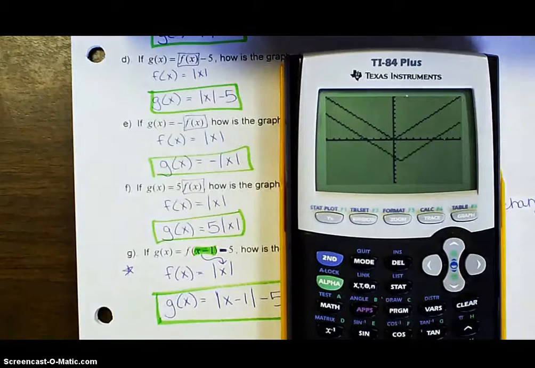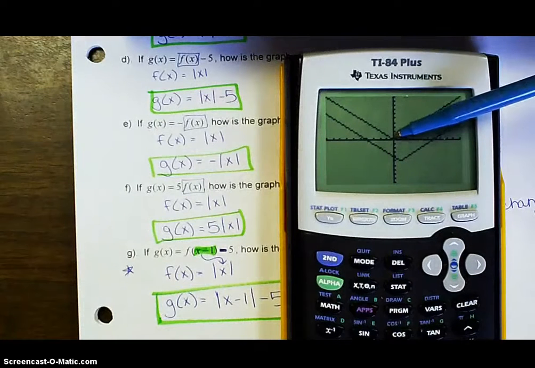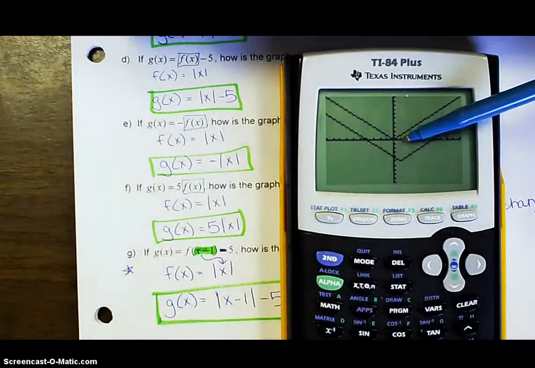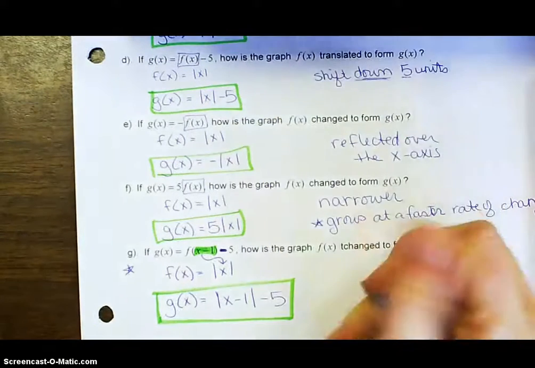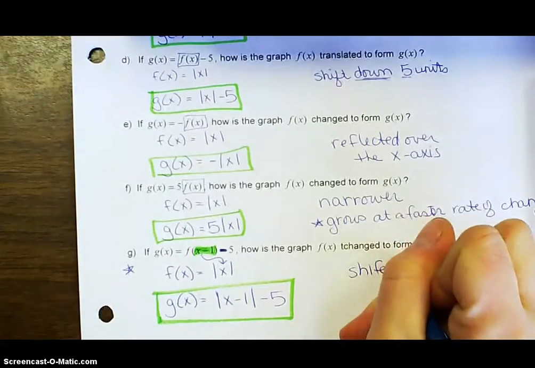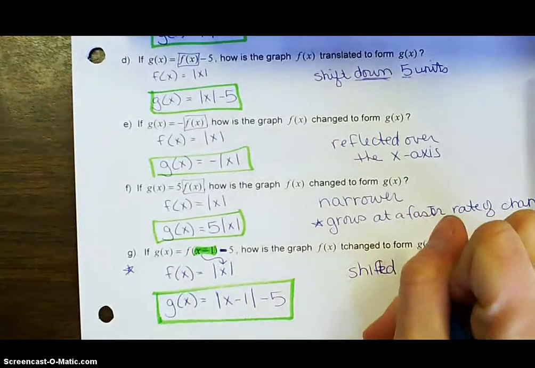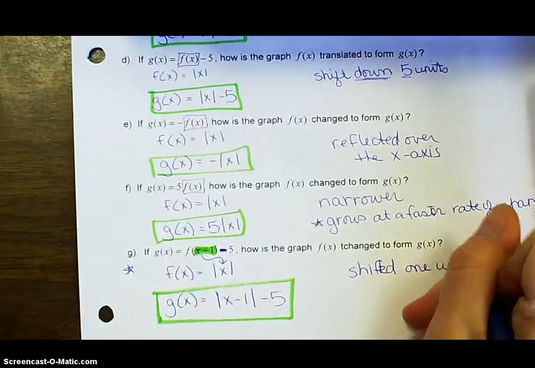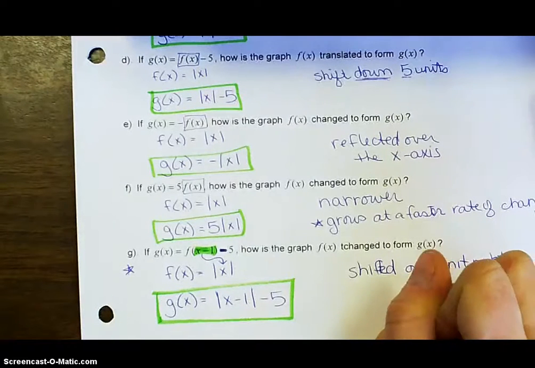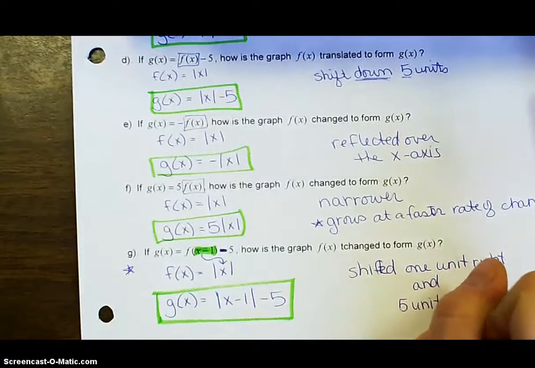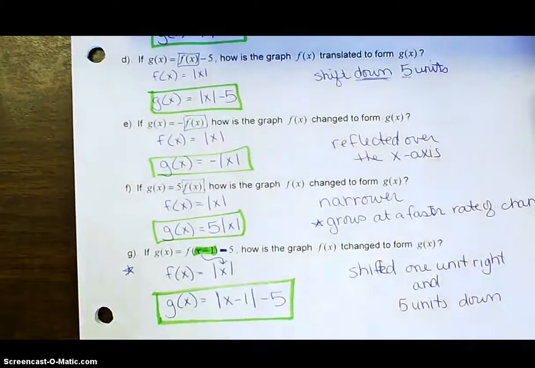Ooh, so what happened here? It looks like it went to the right 1 and down 5. If I look at the vertex, it went over 1 and down 5. So all of your points are going to be shifted 1 unit right and 5 units down, and we've got it. And that, ladies and gentlemen, is as complex as it gets.